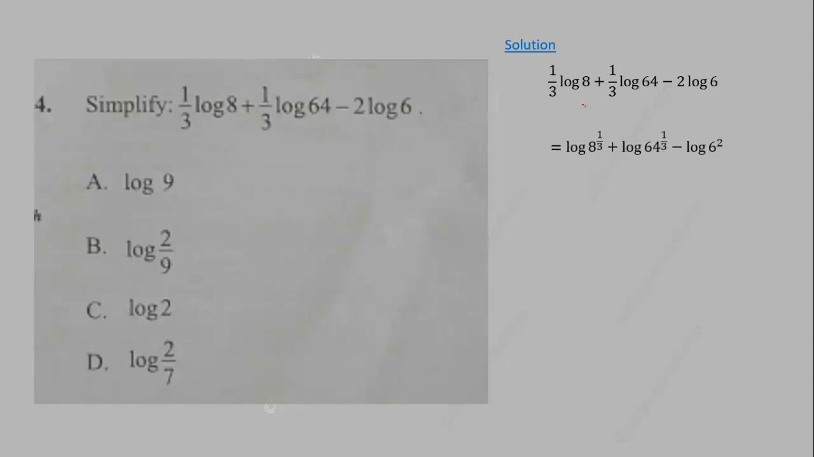So the power rule of logarithm, this comes to raise this. This also comes to raise this. Now we need to simplify this using the product rule. So this and this will have to multiply, and the quotient this will divide. So the cubic root of 8 is 2, and the cubic root of 64 is 4.